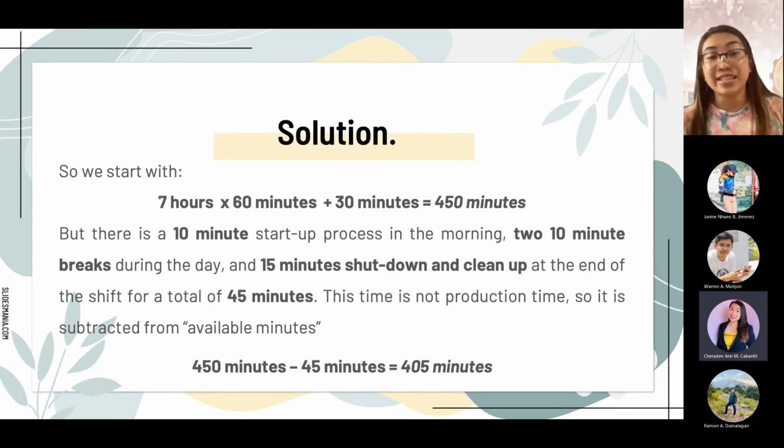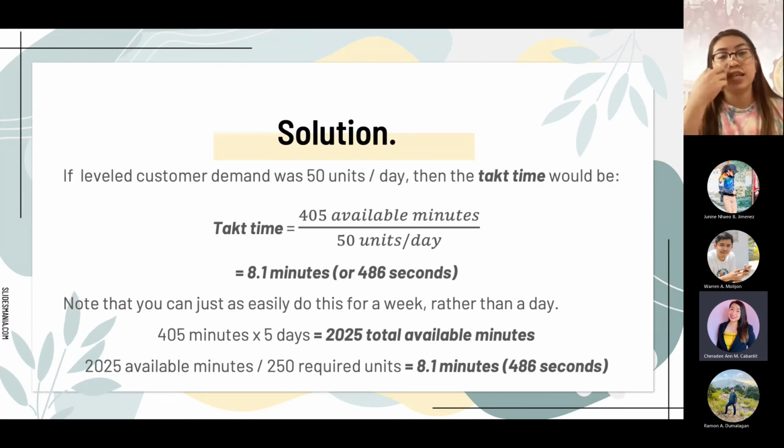480-minute shift. But there is a 10-minute startup process in the morning, 2 10-minute breaks during the day, and 15 minutes shutdown and clean up at the end of the shift for a total of 45 minutes. This time is not production time, so it is subtracted from the available minutes. So 450 minus 45, that's 405 minutes.